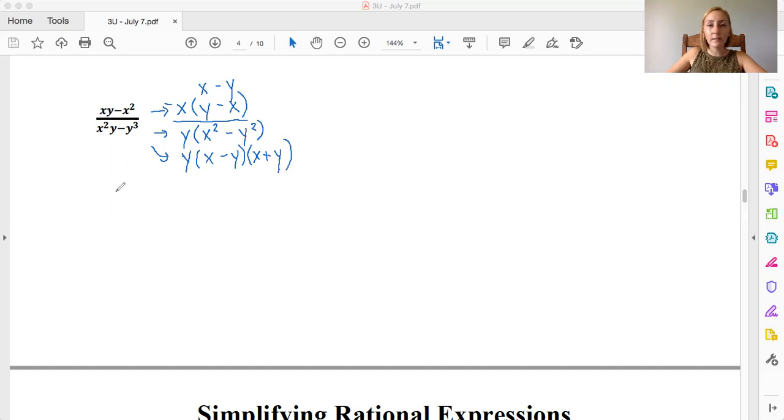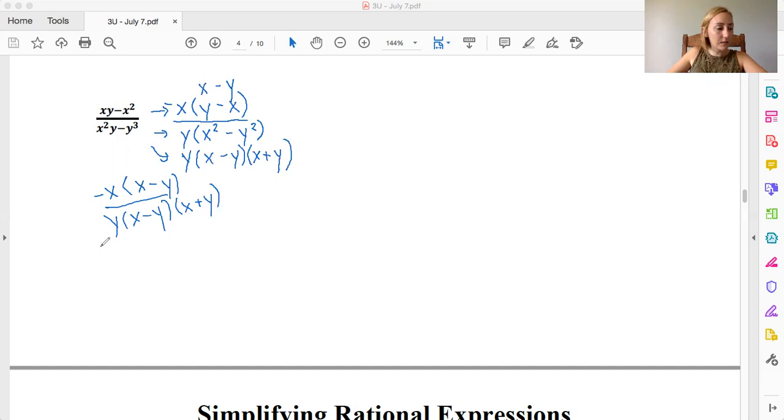Okay, so I'm going to rewrite this so you can see it. So negative x times x minus y over y times x minus y times x plus y. That way you have a common bracket that you can cancel out. Very lopsided.